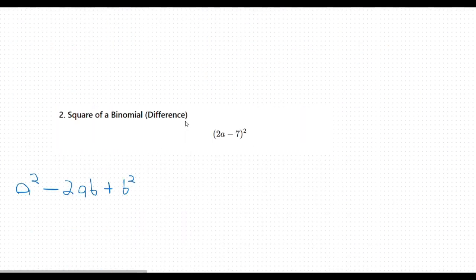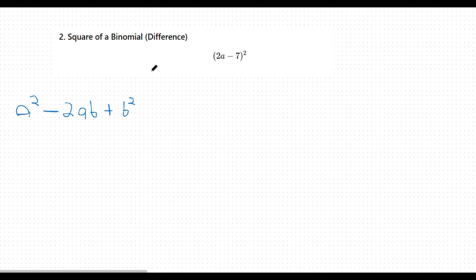Let's try the second question here. This is the second special rule, the square of a binomial difference. That would be, in the mumbo jumbo of algebra, a squared minus 2ab plus b squared. That applies to these equations when you have a first term with a variable minus a constant or integer, squared. So a squared, what's 2a times 2a? That would be 4a squared.